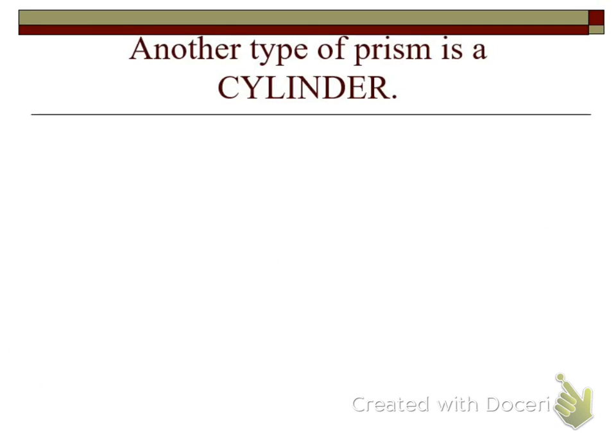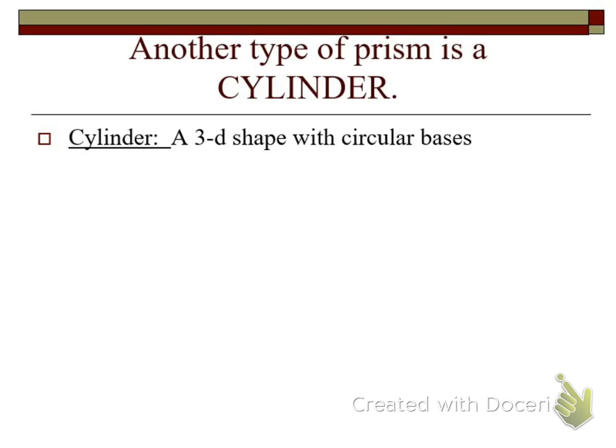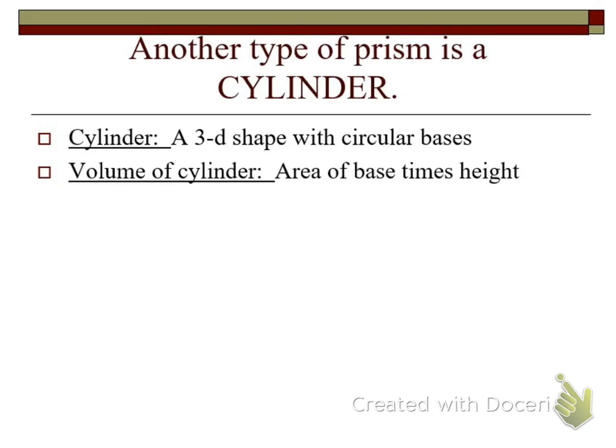Another type of prism is a cylinder. A cylinder is a 3D shape with circular bases. So if you want to flip back to the front to fill that in. Cylinder is a 3D shape with circular bases.